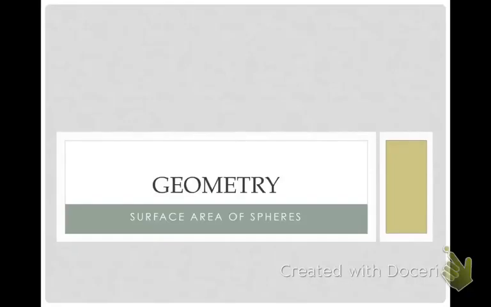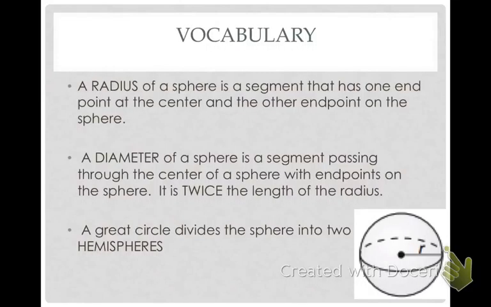All right, welcome back. We're going to look at surface area of spheres. Now remember, we've already talked about all of the different volume formulas for all of our different solids. So we'll review volume for a sphere here in a second. But first, let's just talk about what a sphere is. It's a round, circular, three-dimensional object.